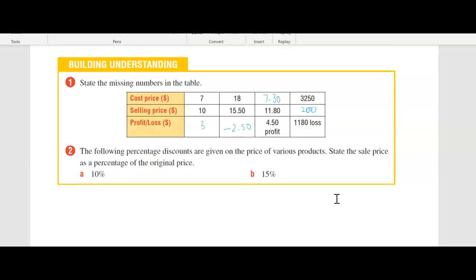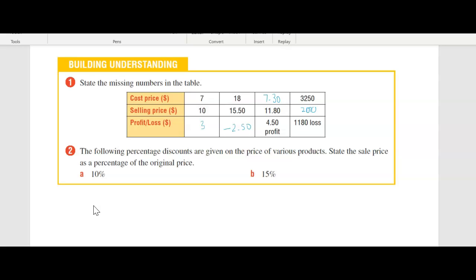All right, part 2. The following percentage discounts are given on the price of various products. State the sale price as a percentage of the original price. I think I might need to just pause to think about what they're asking. All right. No, I don't get what it's asking now.